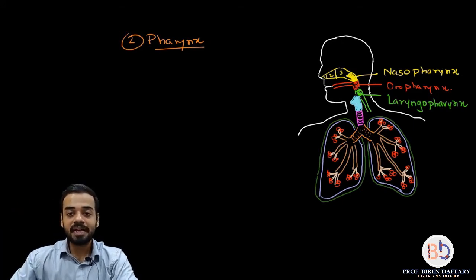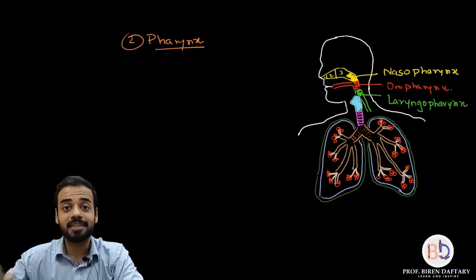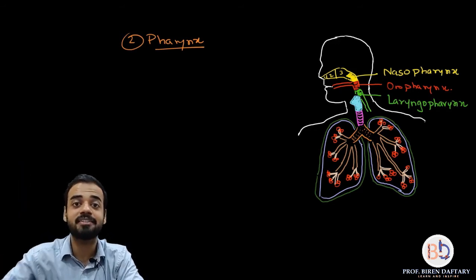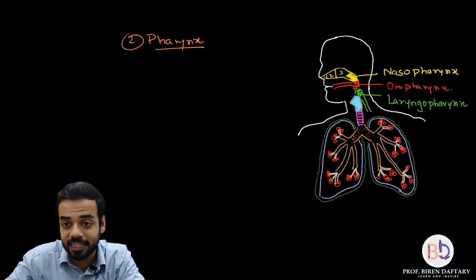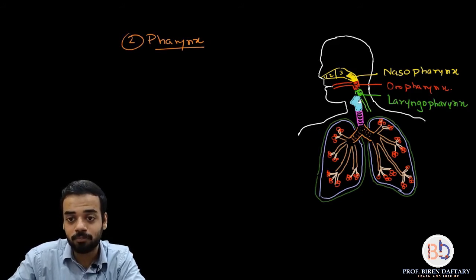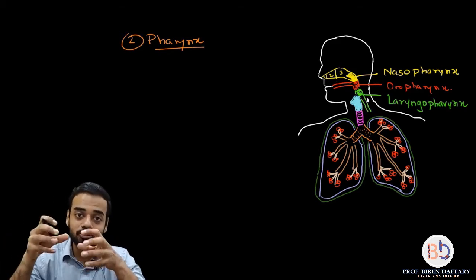See, the laryngopharynx is opening into your respiratory system, but at the same time that same pharynx is also continuing down into the digestive system as the esophagus. If you see this green tube over here, which I have shown below behind the larynx, this is your esophagus.